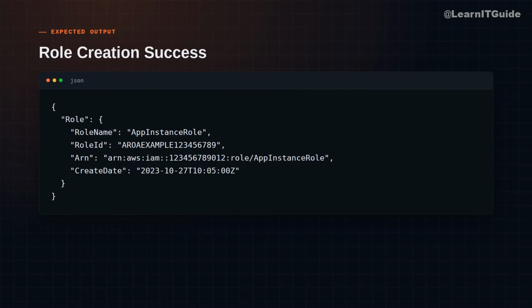Now, the final step in a real project would be attaching the policy to this role. You would use the attach role policy command with the ARNs from our previous steps. That links the rulebook to the uniform.